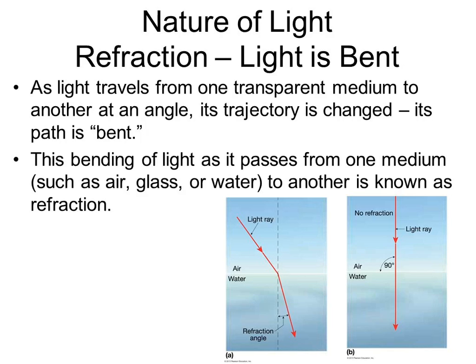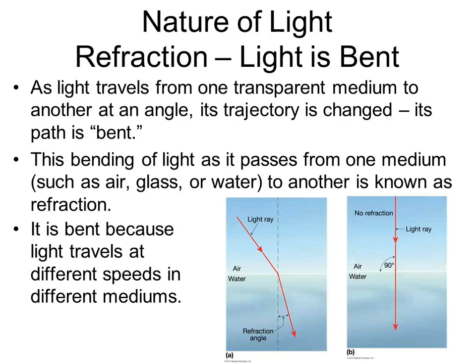All a medium is basically the stuff that light's traveling through. Okay, so light will be bent like that. Notice that if the light is actually perpendicular to the interface of the two mediums, there's no refraction. Okay, so light is bent. Now, light is bent because it actually travels at different speeds in air than it does in glass.